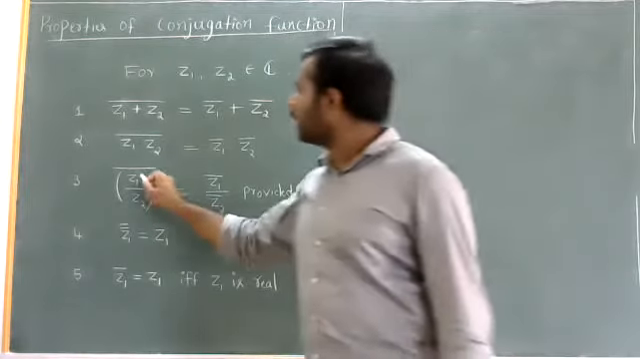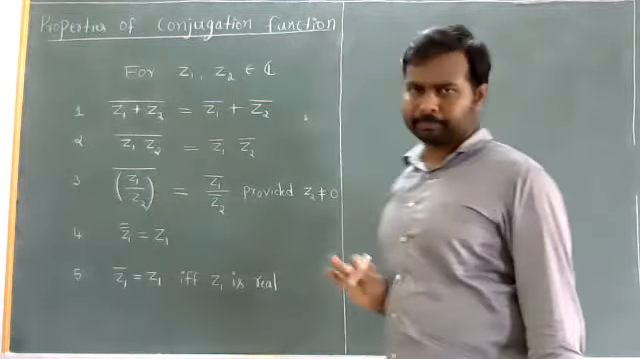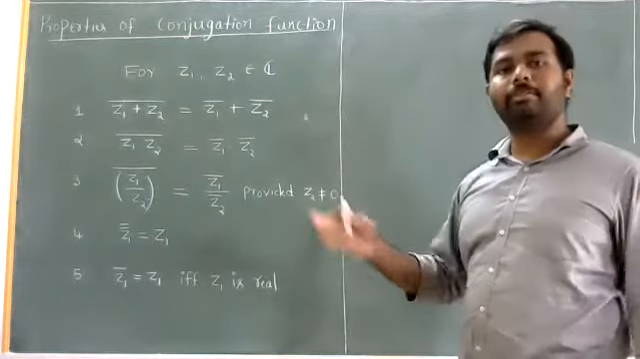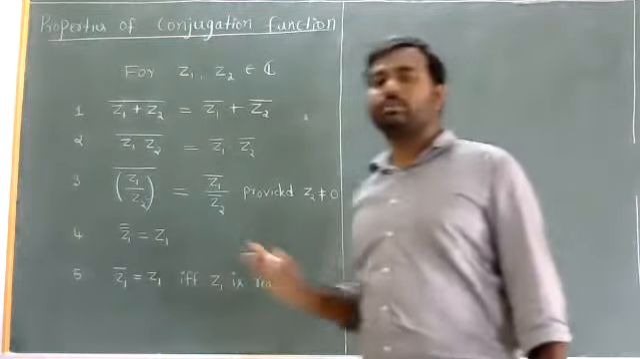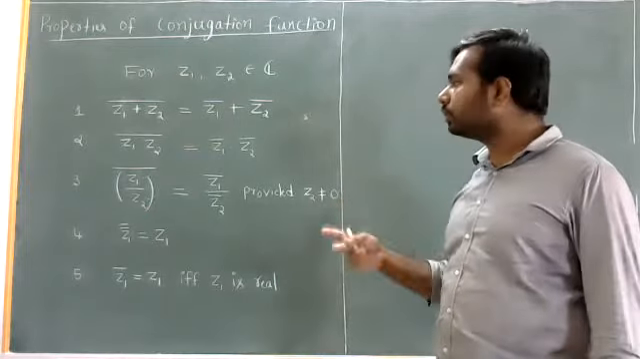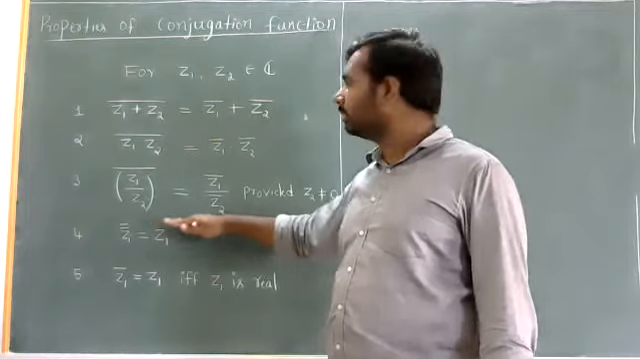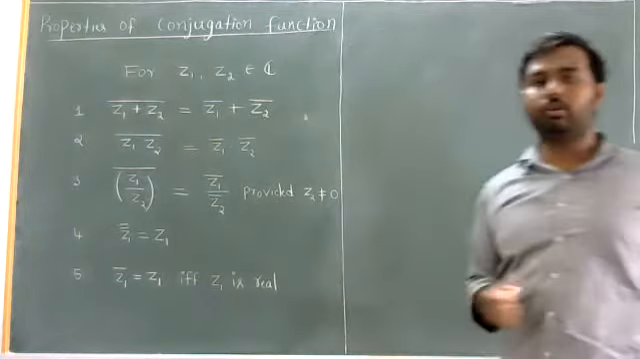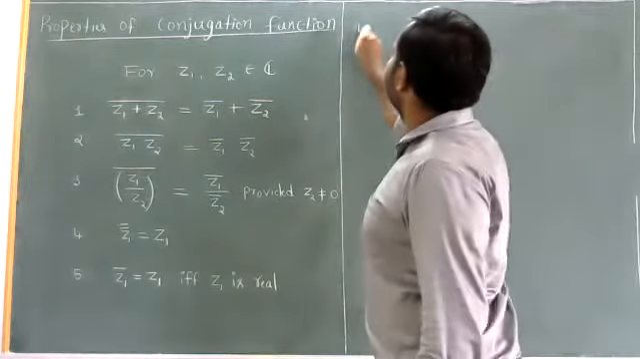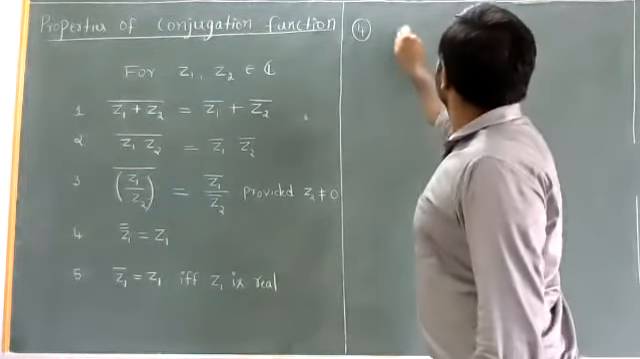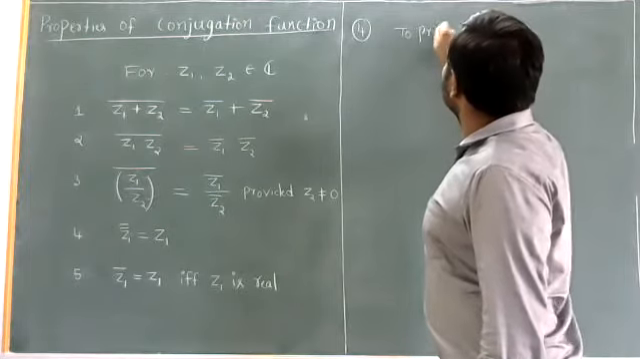And for that I have to take some representation for Z1 and Z2. That is, take Z1 to be A1 plus iB1 and take Z2 to be A2 plus iB2. With those representations, just try to prove this one. Now I go on to the fourth property. The fourth property is very simple.